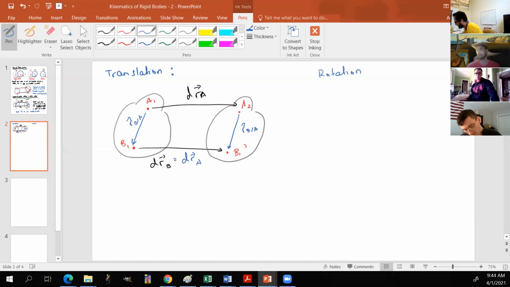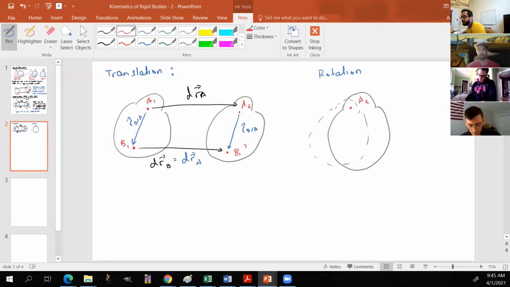And then we combine rotation into this, right? And this rotation, we're saying that it's happening about the point A2, right? So this is the original configuration, and then it rotates and becomes, say, something like that, right? And the rotation is happening about the point A2, right? So you have B1 prime there.